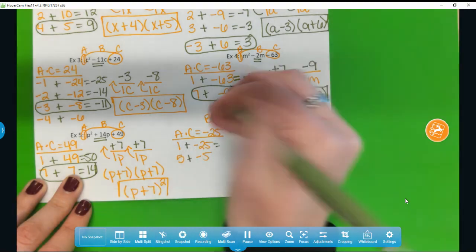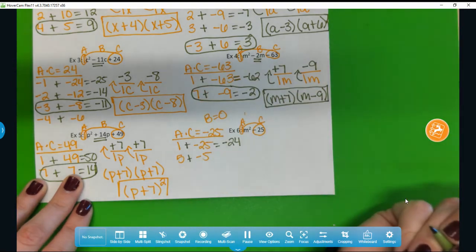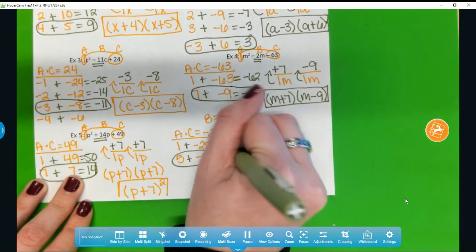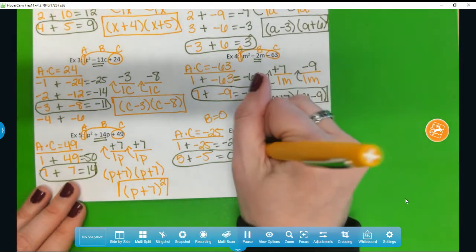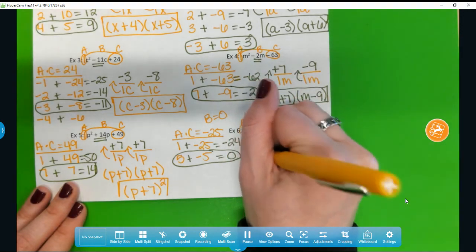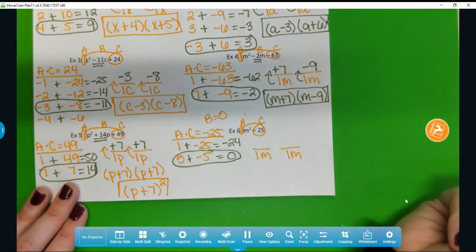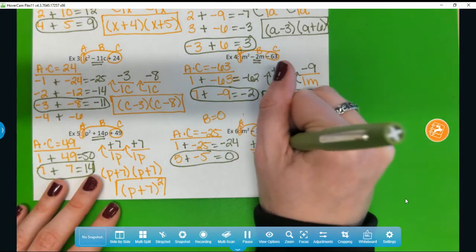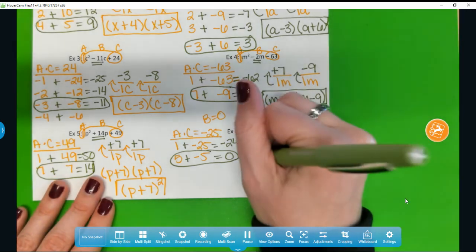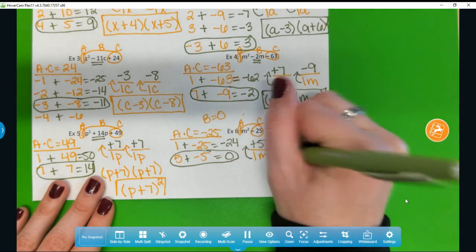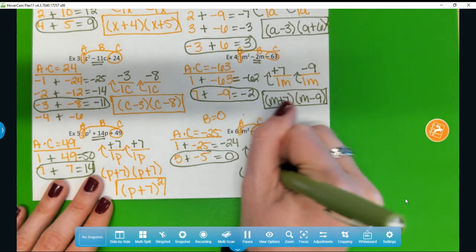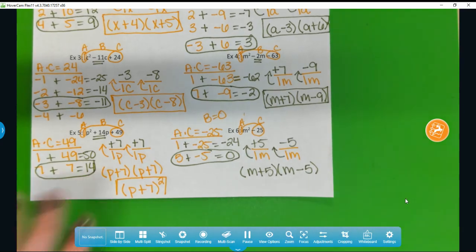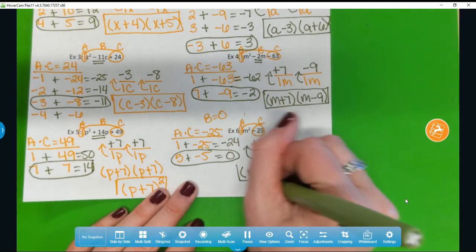So I have 1 plus negative 25, so that's negative 24. 5 plus negative 5 is 0. So those are my winners. Now I'm going to set up my fractions just like before. So we have 1m, 1m. At the top we're going to have a plus 5 on one, minus 5 on the other. Swing to the top. So we have m plus 5, m minus 5. Since the signs are different, this is exactly how I leave it.